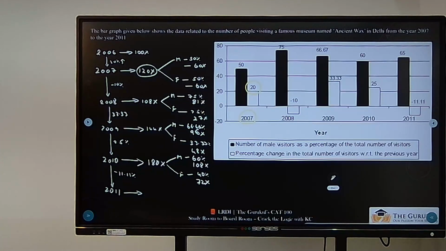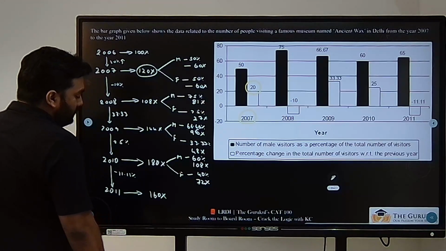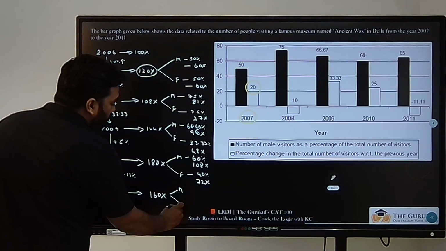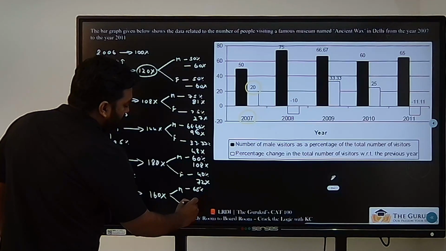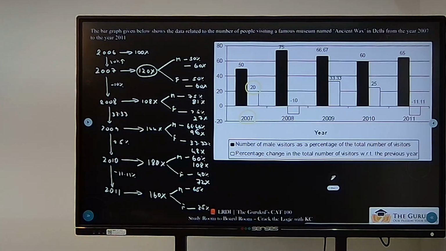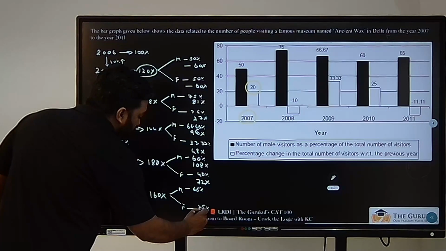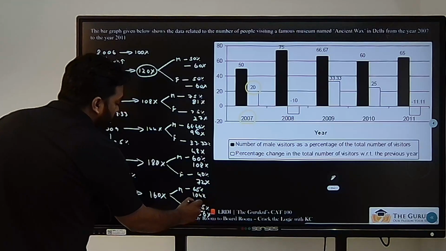That is 2010. In 2011, we are having a decrease of 11.11% on what value? On my 180x. 11.11% is 1 by 9. So a 1 by 9 decrease is happening, which will be 160x. In this also, we have male and female, and males are 65% and females should be 35%. 35% of 160 is 56x. So males will be 104x.